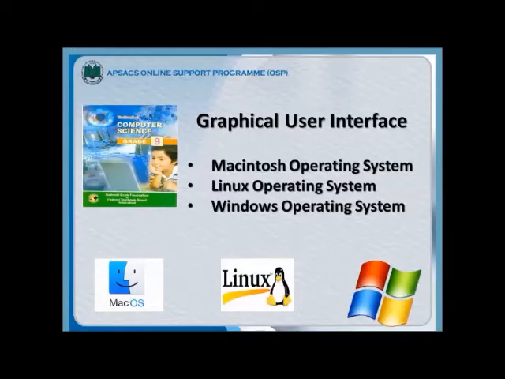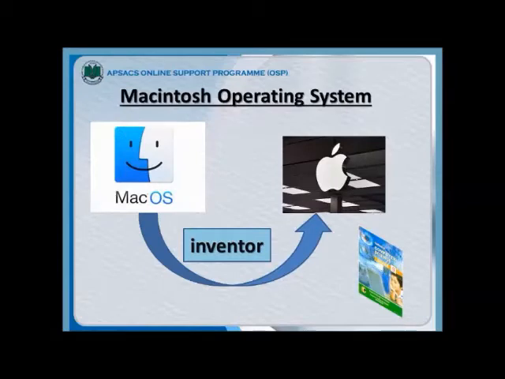Now further we have the types of graphical user interface. The first one is Mac operating system, then we have the Linux operating system, and the third one is Windows operating system. We are going to study about all three of them one by one. So the first one is Mac operating system. What does Mac operating system mean?